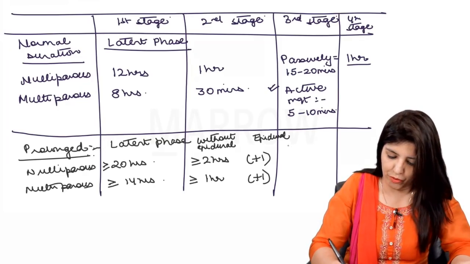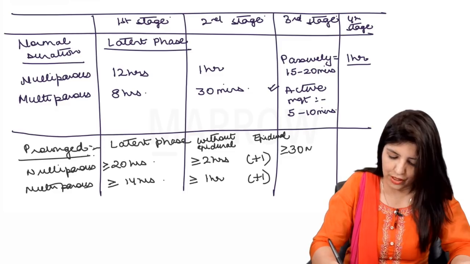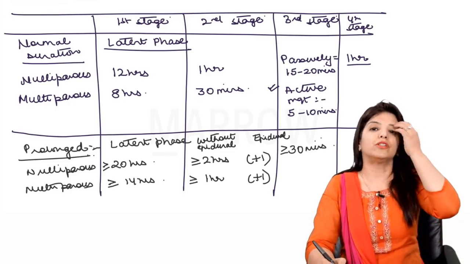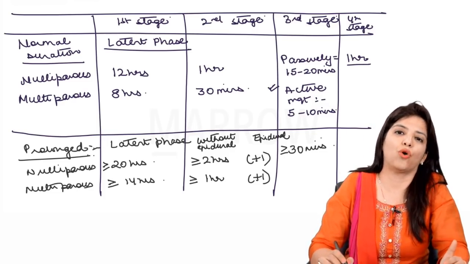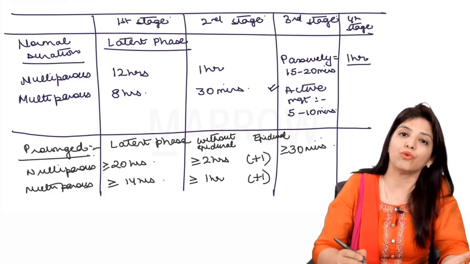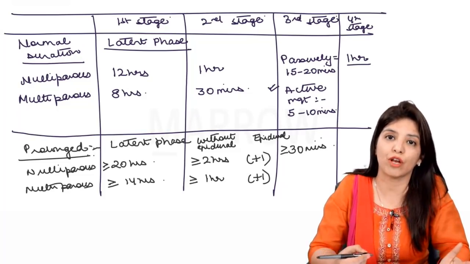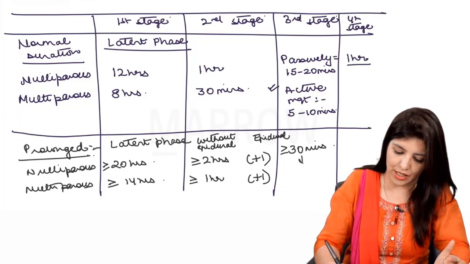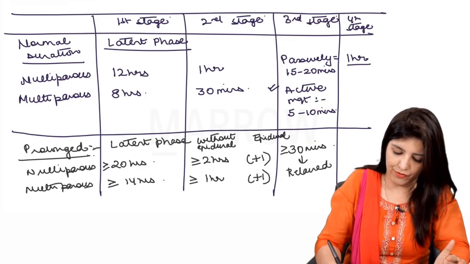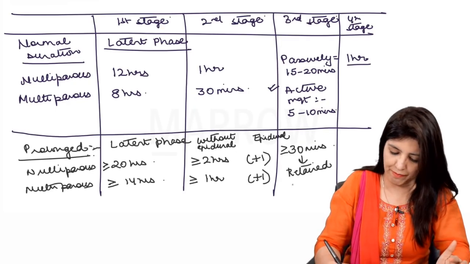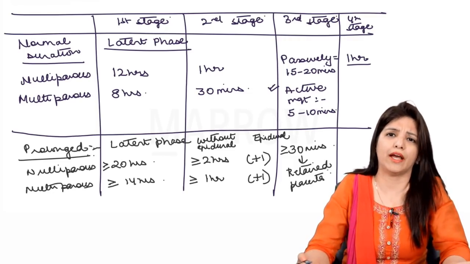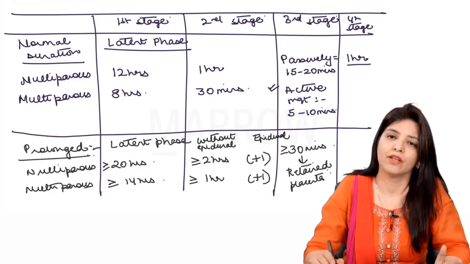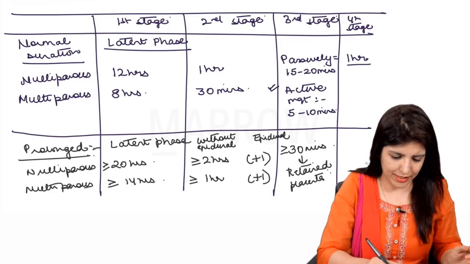Third stage is said to be prolonged if it is more than or equal to 30 minutes. That means after the delivery of the baby, 30 minutes have passed and the placenta has not yet delivered. So whether you call it the prolonged third stage of labor or retained placenta, the definition or the time duration is the same. And there cannot be a prolonged fourth stage. Clear? Now, let me tell you a little bit of detail about how to manage these.